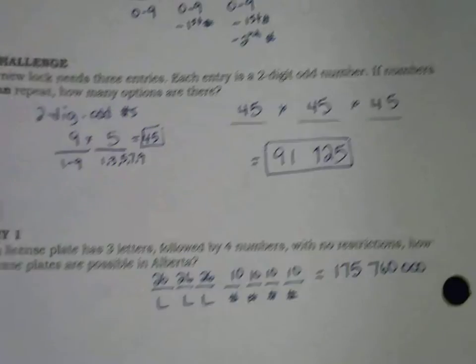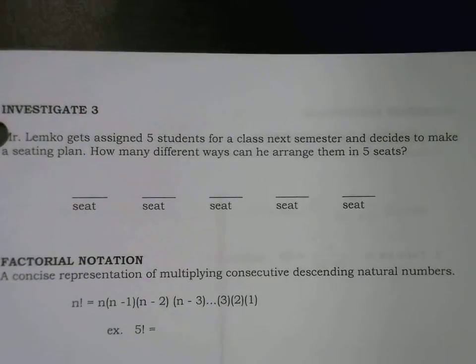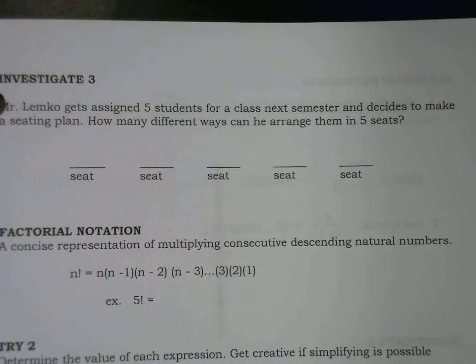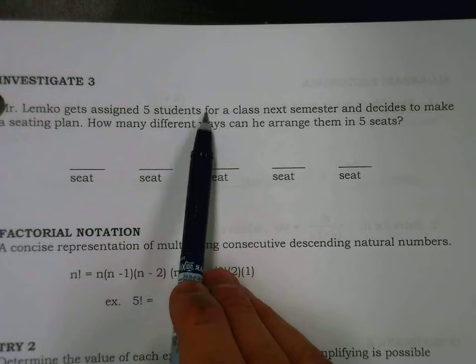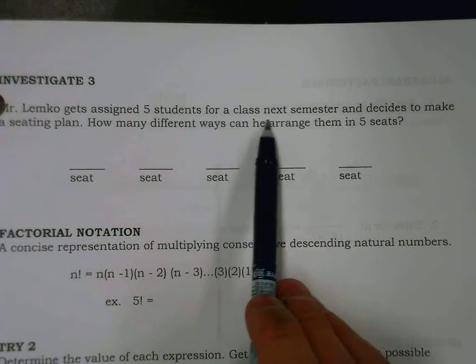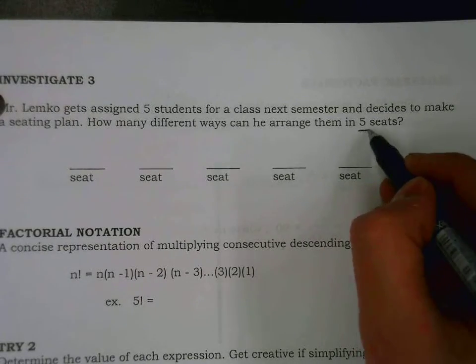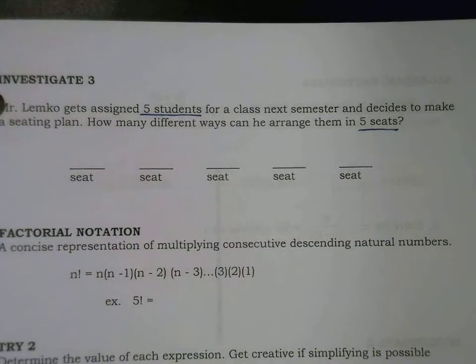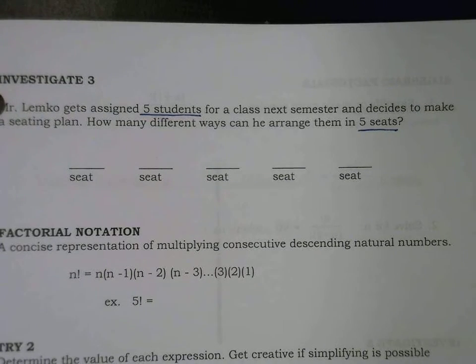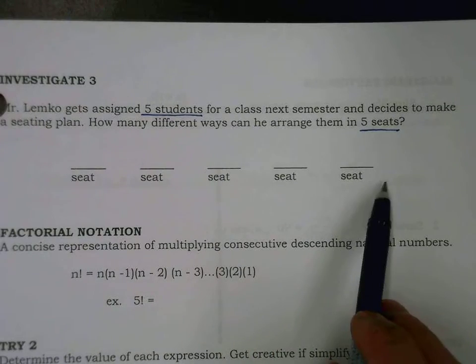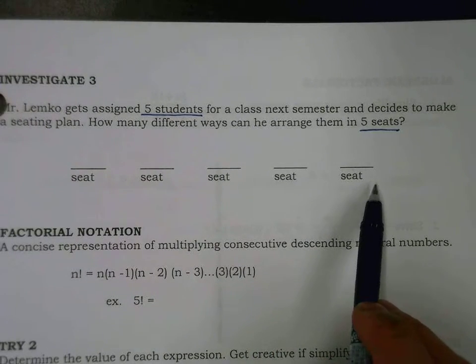So let's delve into something a little bit different, things where we can't copy and paste options. In an example that involves students, what if we had 5 students assigned to a class next semester, and I was making a seating plan, and I have only 5 seats? So 5 seats, 5 students, how many seating plans could I make? Well, imagine that you're in phys ed, in gym class, and you are captain picking a team. You're looking up at 5 people, and you've got 5 positions for your team, 5 seats.